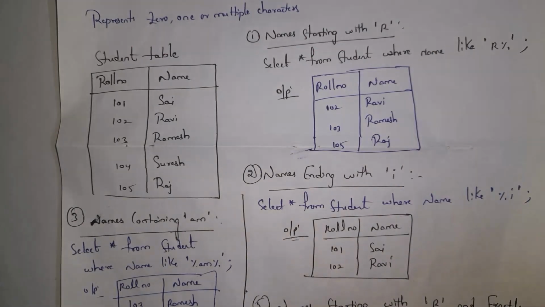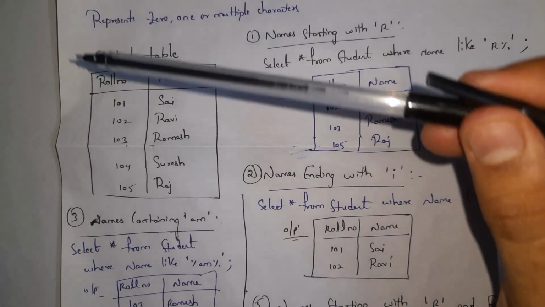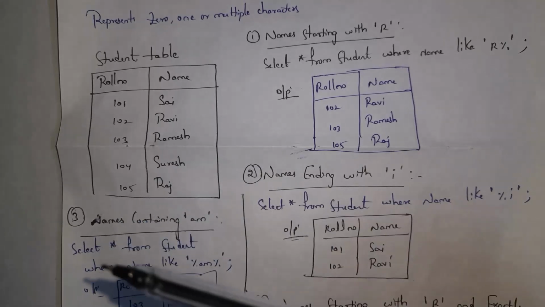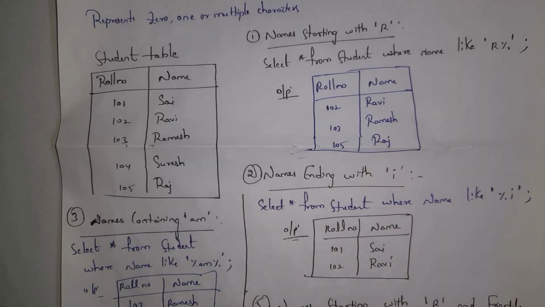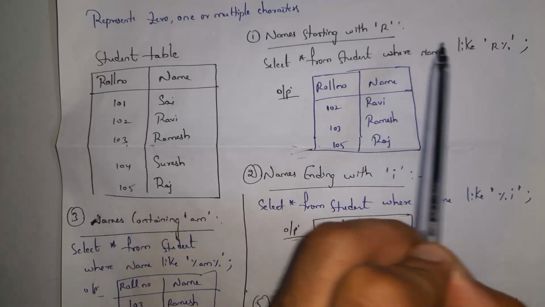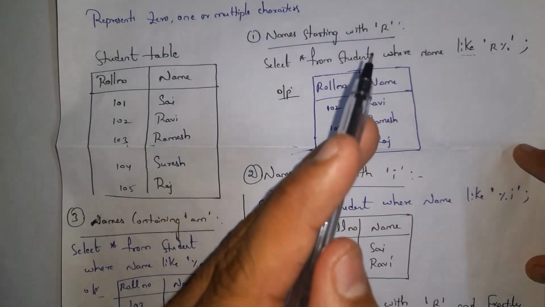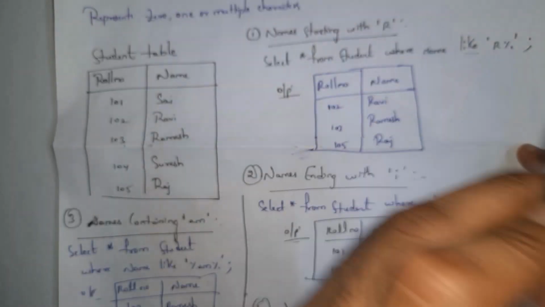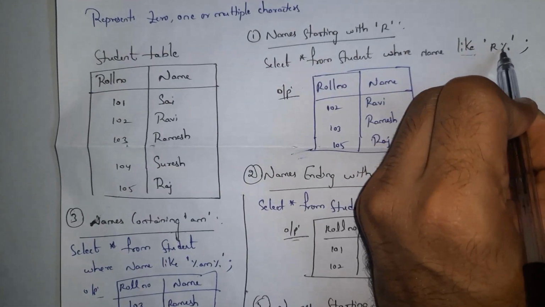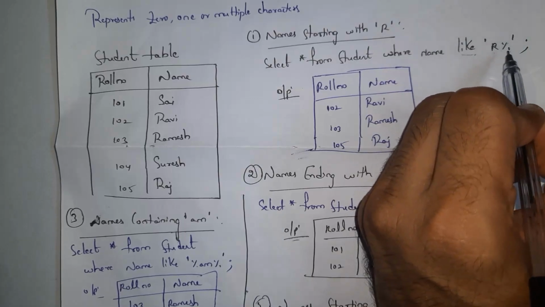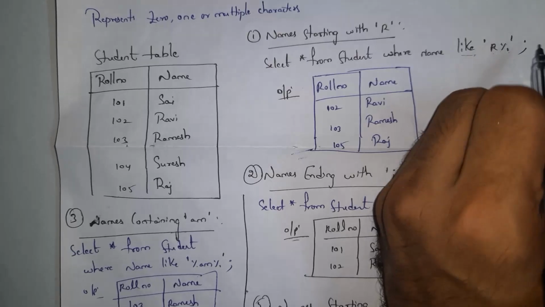For example, there is a student table which contains a roll number column and a name column. Let's say I want to find names of the students whose name starts with R. So I'll write a command like select star from student where name LIKE. At first write R, then percentage. Percentage means starting must be R, rest can be any characters. So write them in quotations and give a semicolon.